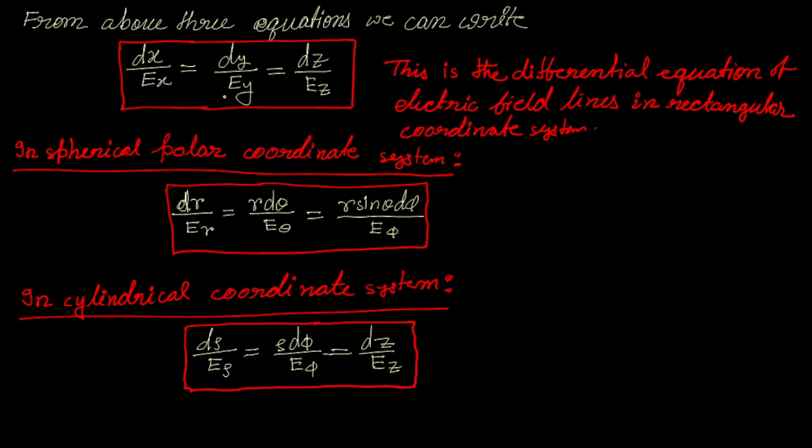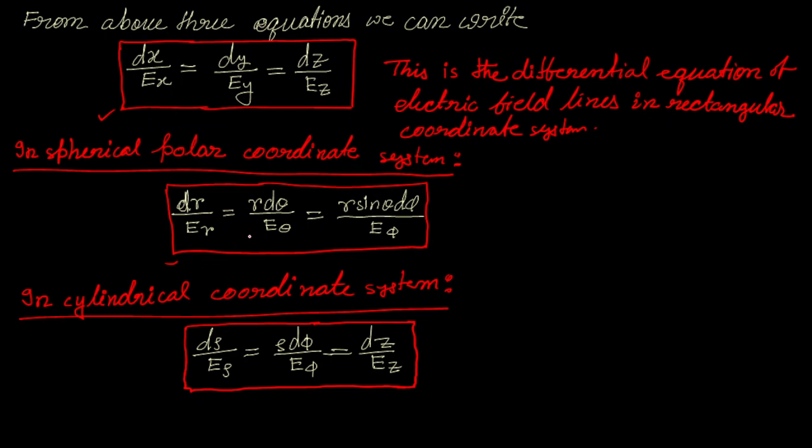Now if in the question the electric field is given in the rectangular coordinate system, then we will use this definition of electric field lines. We'll use this differential equation and integrate, and from there we'll get the relations between x, y, z, and that will be the electric field line equation. And if the electric field is given in r, theta, phi, that is in the spherical polar coordinate system, then we'll use this differential equation, and when we integrate it, we'll get relations between r, theta, phi, and that will be the field line equations in the spherical polar coordinate system.